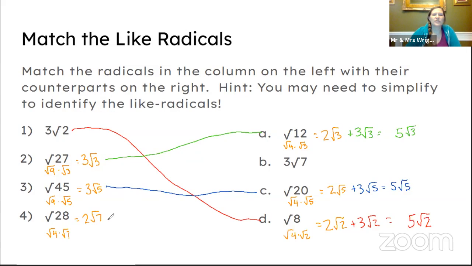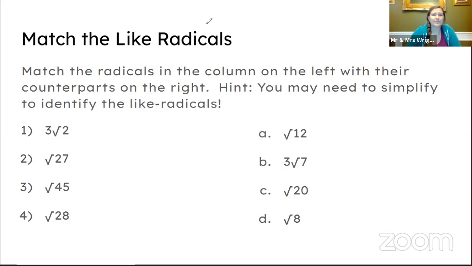And the last one, 2 radical 7 connects here with 3 radical 7. So let's add 2 radical 7 plus 3 radical 7. Guess what we get? 5 radical 7. So hopefully you were able to see how all of that worked out and matched.